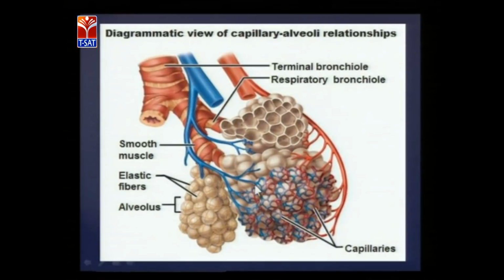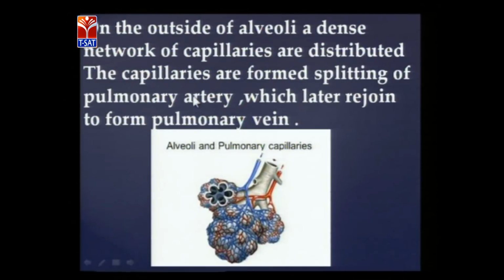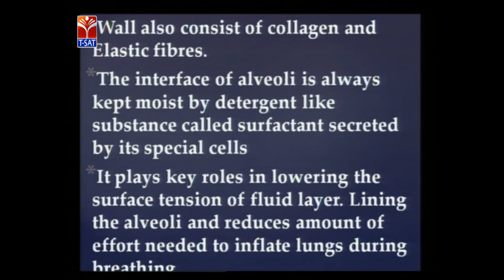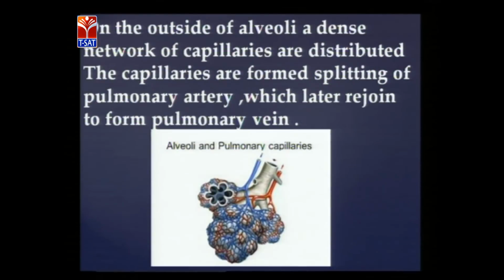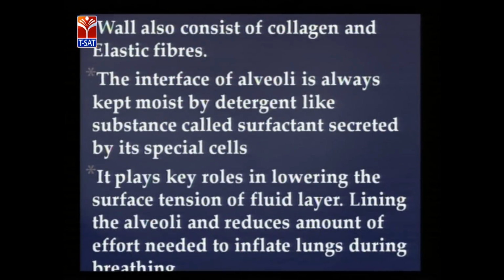On its outer side, the alveolus is distributed with a network of capillaries. It consists of smooth muscle, elastic fibers and capillaries. As I said, on the outside of the alveoli there is a network of capillaries. Here we can clearly see in the picture the capillaries distributed on the surface of the alveoli. These capillaries are formed by the splitting of the pulmonary artery, which later rejoins and forms the pulmonary vein. The wall of the alveoli also consists of collagen fibers and elastic fibers.